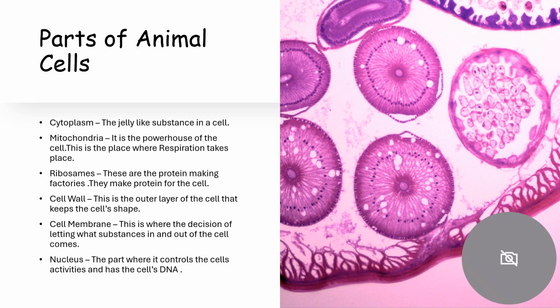Parts of animal cells. Now we're going to look at all parts of animal cells. Cytoplasm, the jelly-like substance in a cell. Mitochondria. It is the powerhouse of the cell. This is the place where respiration takes place.